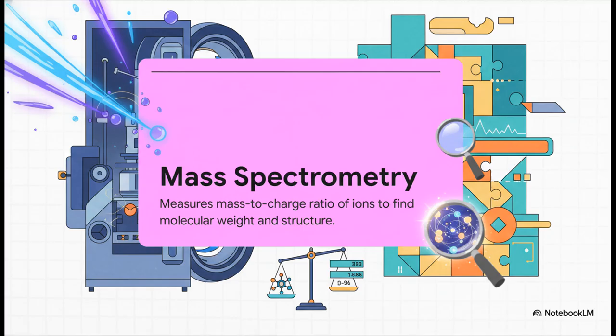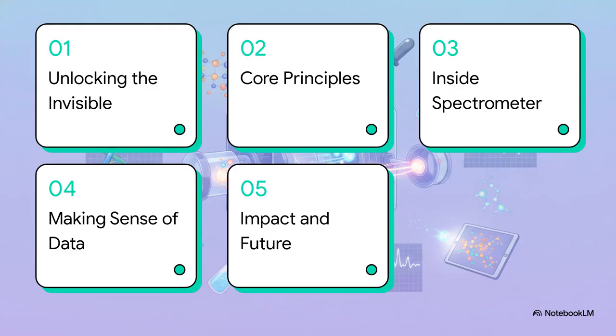Mass spectrometry is an analytical technique that measures the mass-to-charge ratio of ions. By ionizing chemical species, basically giving them an electrical charge, and sorting them based on this ratio, we can figure out their exact molecular weight and structure. Honestly, think of it like a highly sophisticated microscopic scale that tells us exactly what tiny pieces make up the whole puzzle.